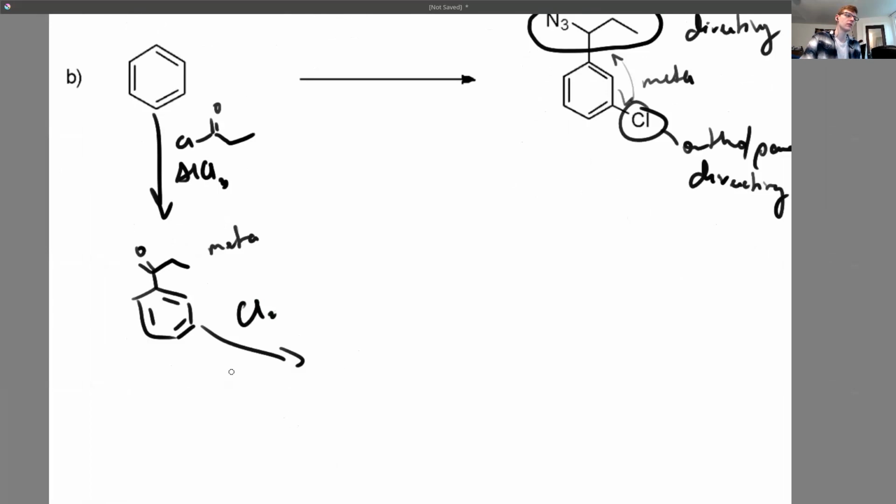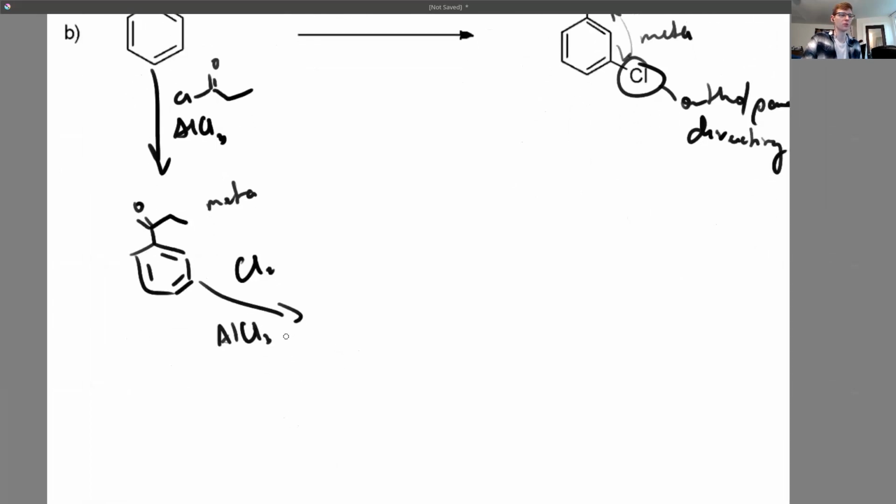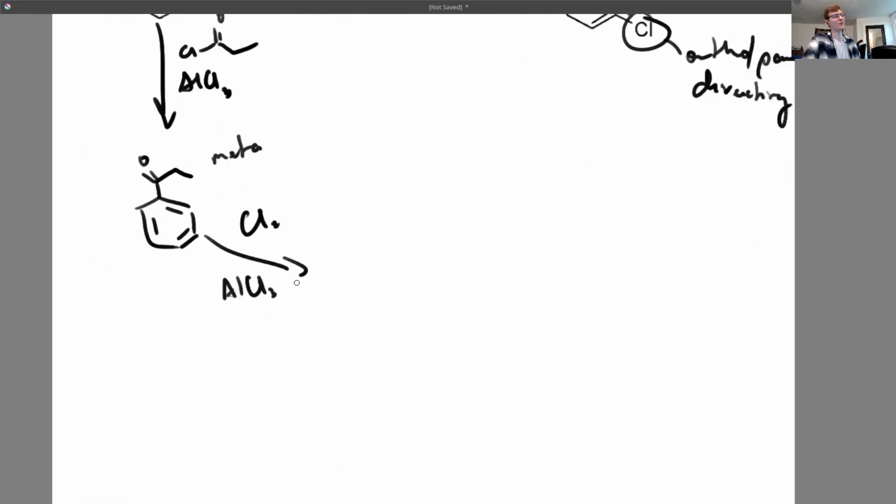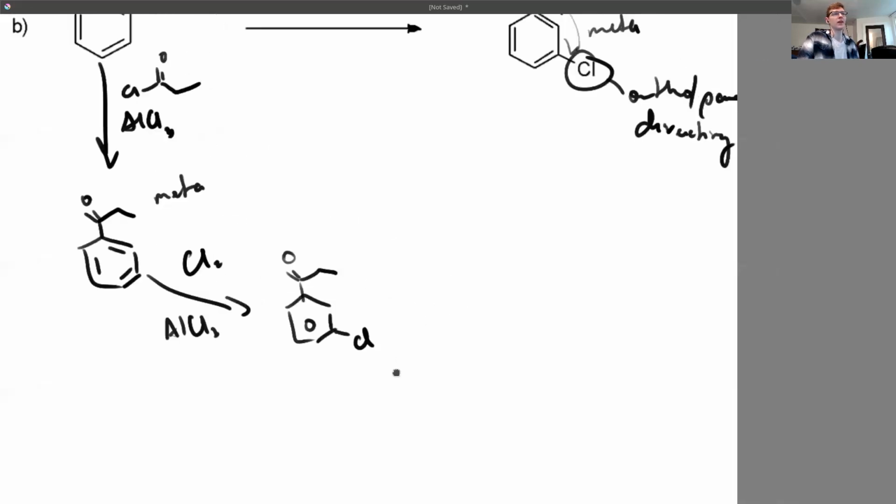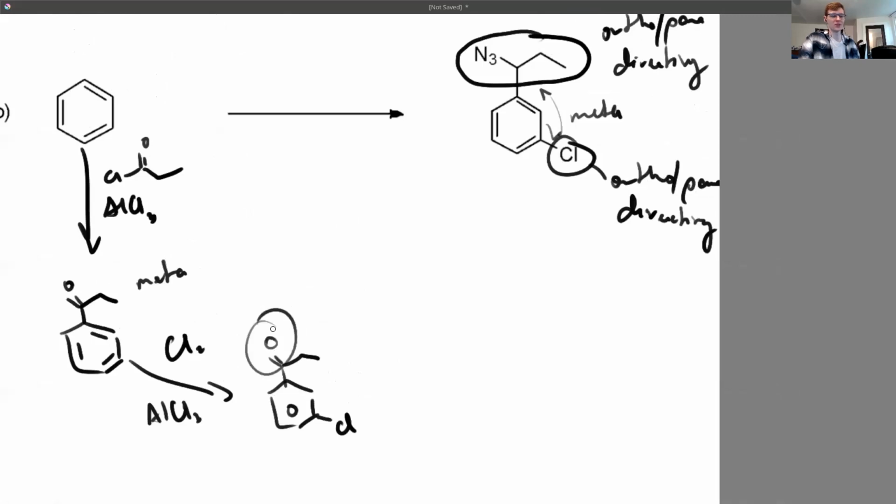Which is, I think, Cl2 and AlCl3. This will probably do the job. I don't remember very well either, but I think this should work. Okay, and so this will guarantee meta addition. And now we just need to swap this out with an N3.